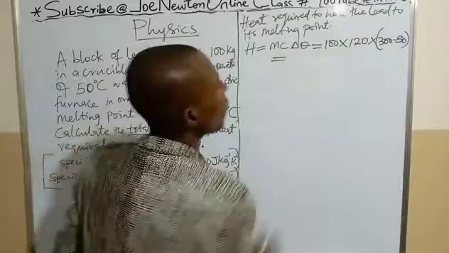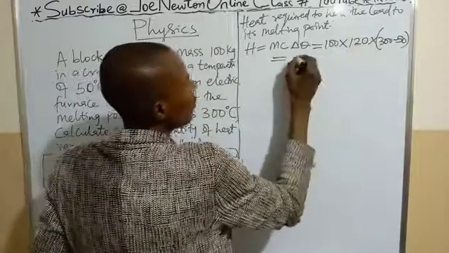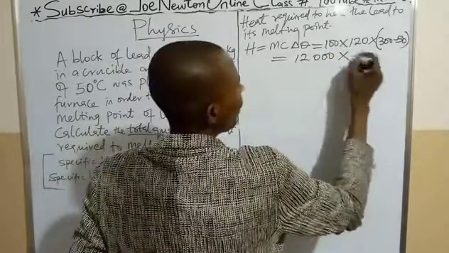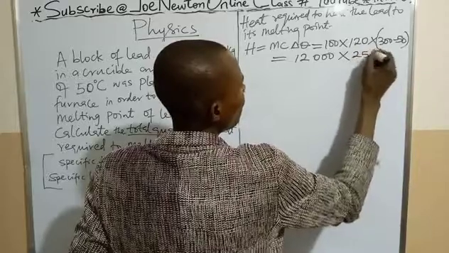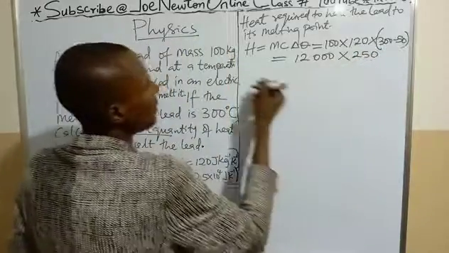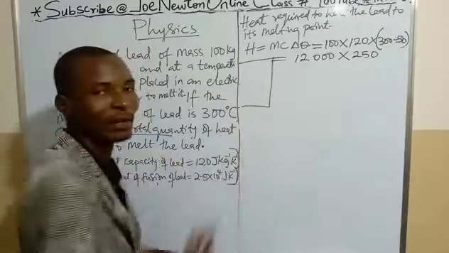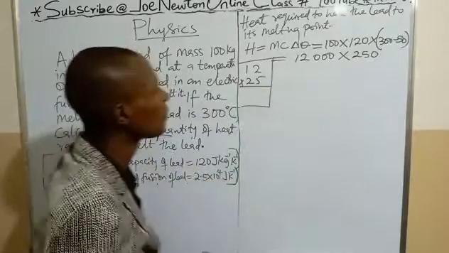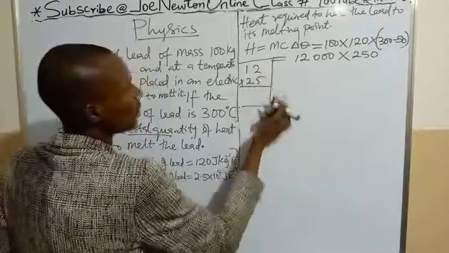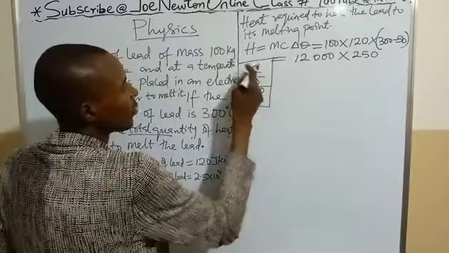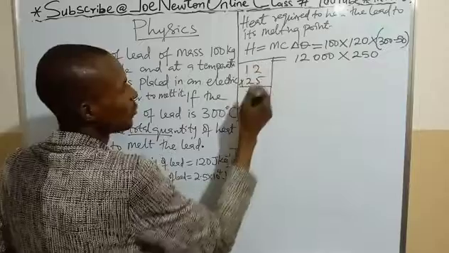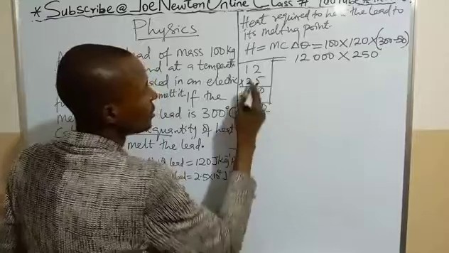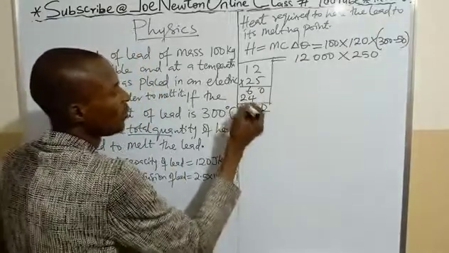Then we proceed. We have 100 times 120 will give us 12,000 times 300 minus 50, which gives us 250. Then we multiply these two things. Let us multiply it here without a calculator. Just take 12 times 25. Then after, you deal with the zeros, since they are whole numbers. 5 times 2, 10. You write 0, carry 1. 5 times 1, 5 plus 1, 6. 2 times 2, have 4. 2 times 1, 2. Then you sum up, giving you 0. 6 plus 4 is 10. You write 0, carry 1, put here, have 3.